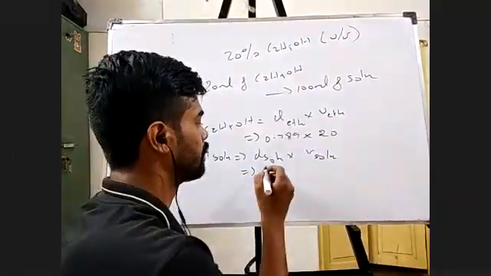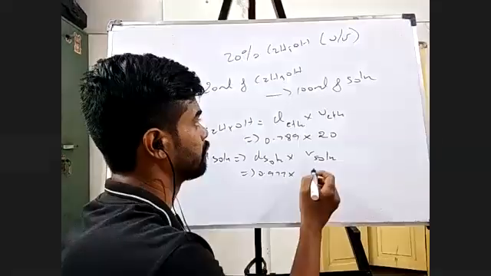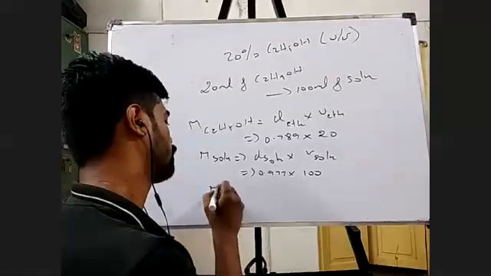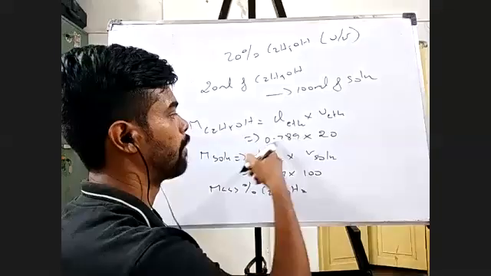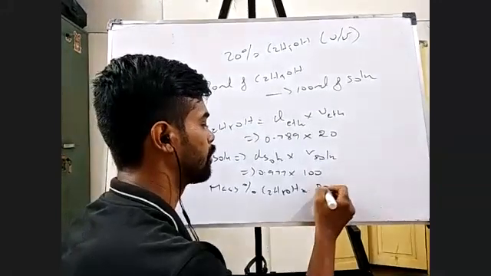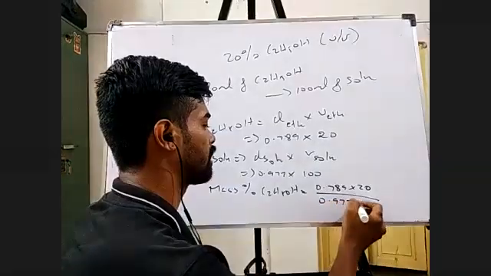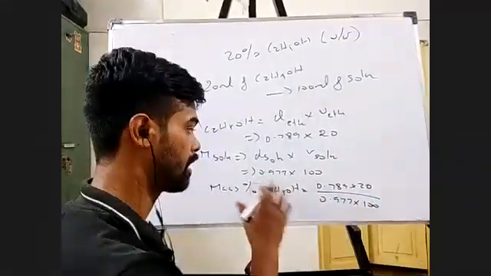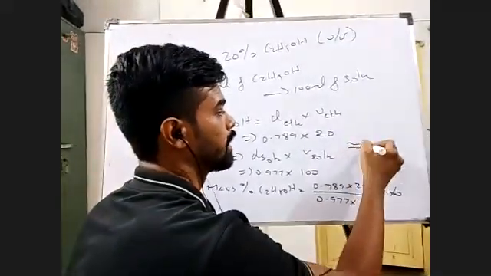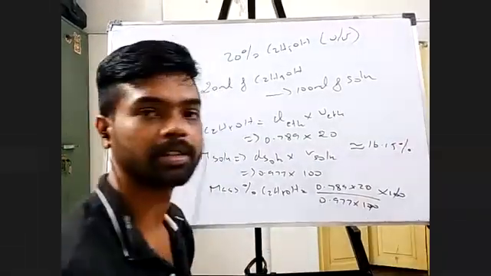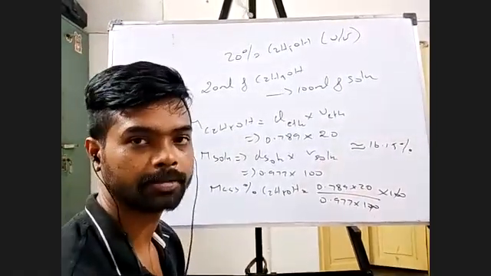Again, that would be density of solution is 0.977 into volume of solution is 100. That's it. Now, when I go for mass percentage of C2H5OH, it will be mass of the ethanol, that is 0.789 into 20 divided by 0.977 into 100. That is the mass of solution into 100. So 100 gets cancelled. So if you calculate properly, you will be getting the answer as 16.15%. Simple, right? 16.15% will be the answer.